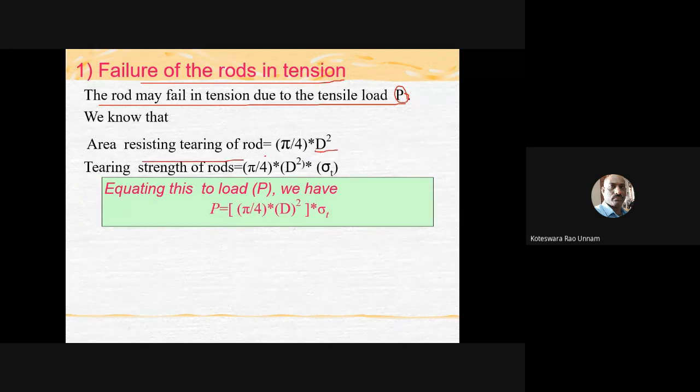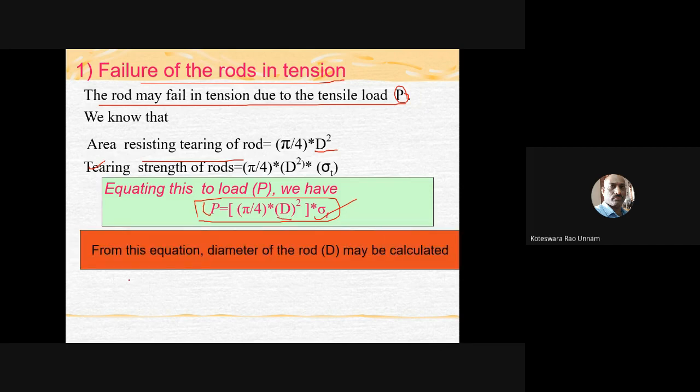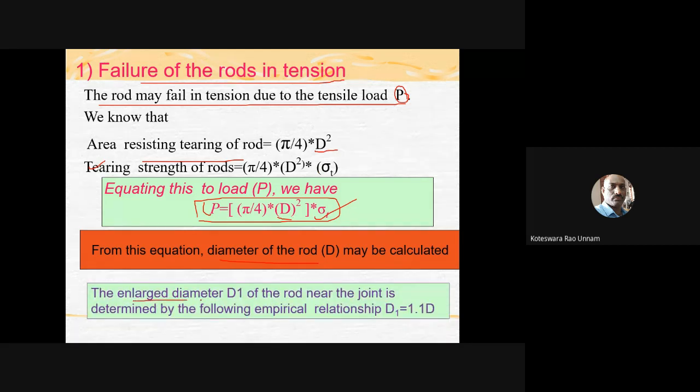So the area resisting the tearing of the rod is pi by 4 D square. Then the tensile strength of the rod is pi by 4 D square into sigma t. Now if we equate that to P, sigma t is given to you and the applied load is known to us, so we can calculate this D value. That is, the diameter of the rod is estimated based on this equation. Then the enlarged diameter D1 of the rod near the joint is determined by empirical relations. So here the D1, the enlarged portion of the rod, is taken based on empirical relations only.